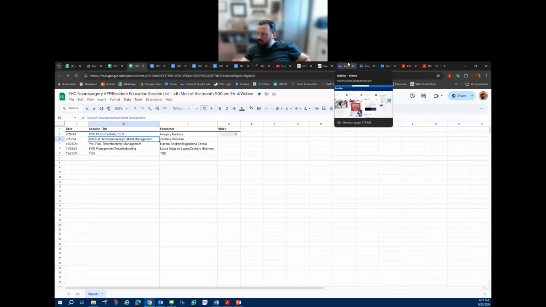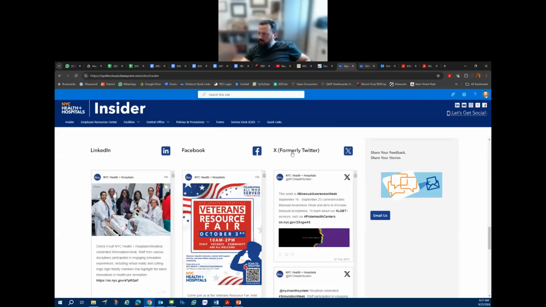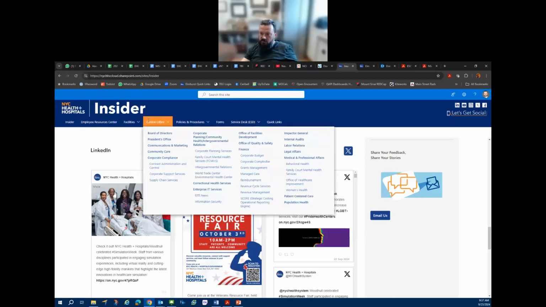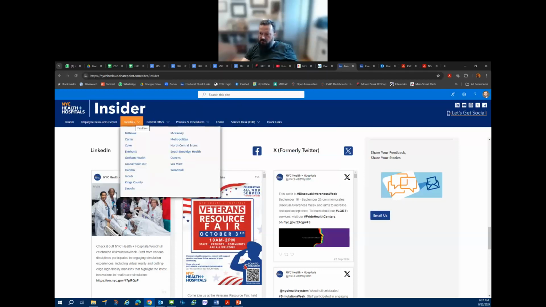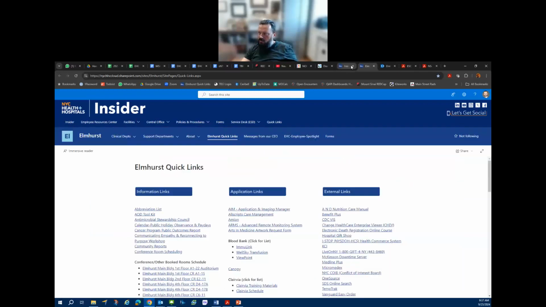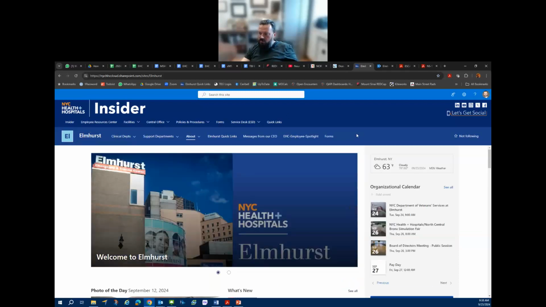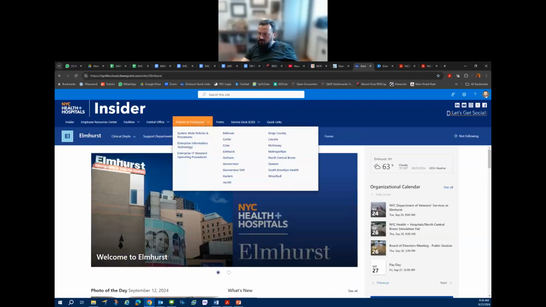The first thing I wanted to talk about is the fact that the hospital and our department have escalation of care policies. If you're not sure where to find policies, the easiest way is to go to the general intranet webpage that comes up when you open a browser tab. You go to facilities, you go to Elmhurst, and that'll take you to the main Elmhurst page. On the Elmhurst intranet page, you go to policies and procedures at the top.